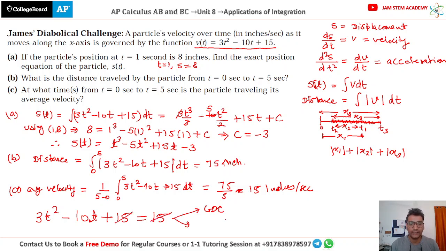15 and 15 cancel. You have t common. So 3t minus 10 equals 0. And hence there are two timings at which the velocity will be equal to the average velocity. One is t equals 0 and the other is 10 by 3, 10 by 3 seconds. These are the two timings.